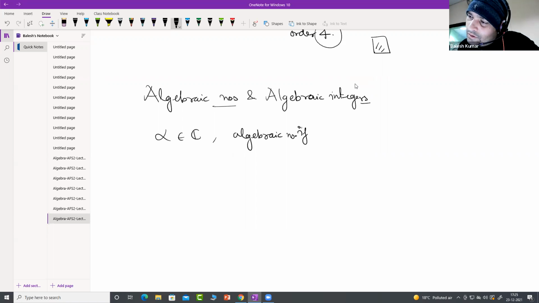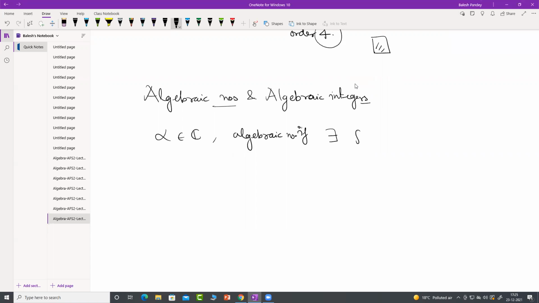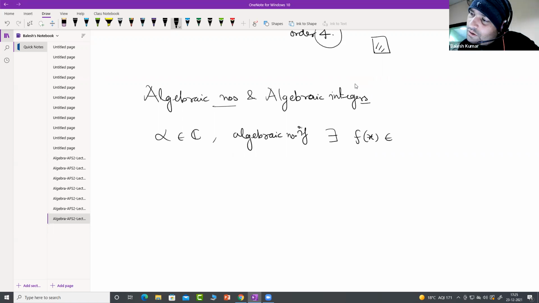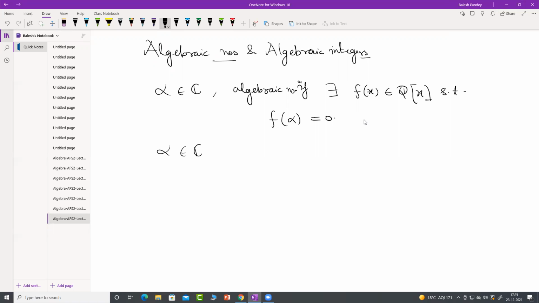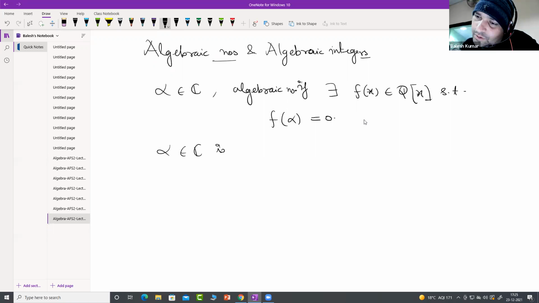So why is monicness needed for Q[x]? It is not needed, because if f(x) belongs to Q[x] such that f(alpha) is equal to 0, we can make it monic. And what is an algebraic integer? If it satisfies a monic polynomial over Z[x], it is an algebraic integer.